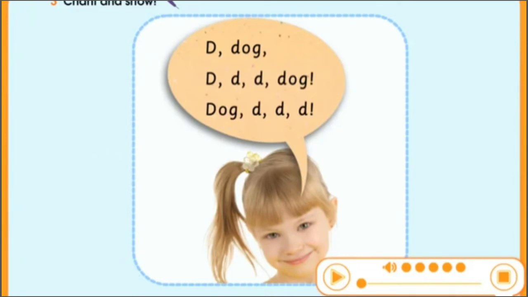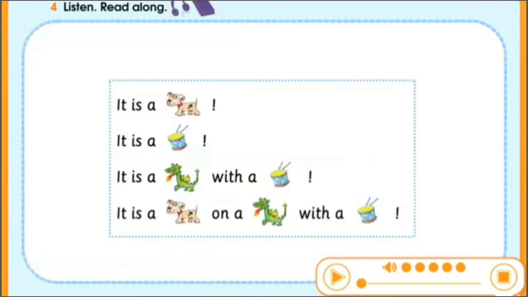Now let's move on to the next part. Listen and read. It is a dog. It is a drum. It is a dragon with a drum. It is a dog on a dragon with a drum.